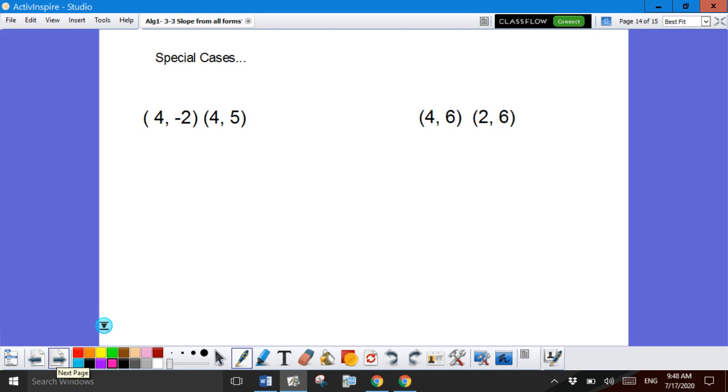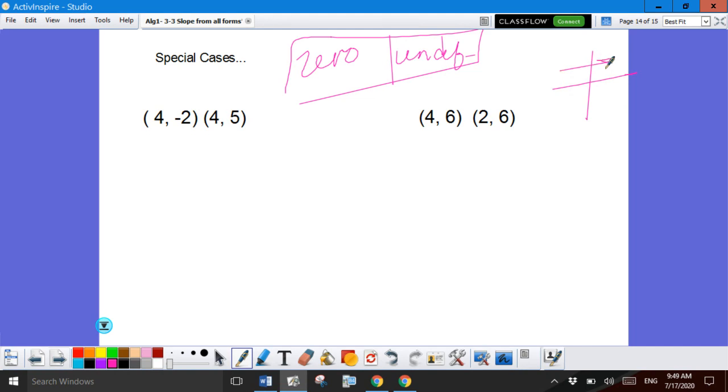Special cases. Okay, let's look at our special cases. So we know that we have 0 slope and we have undefined slope. So those are the two special types of graphs we have. And if you remember, this was a 0 and undefined was vertical. Okay, so let's see what happens when we look at this problem. So I have 5 minus a negative 2, and I have 4 and 4. So 5 minus negative 2 is 7. 4 minus 4 is 0.